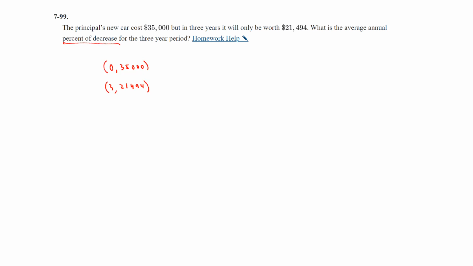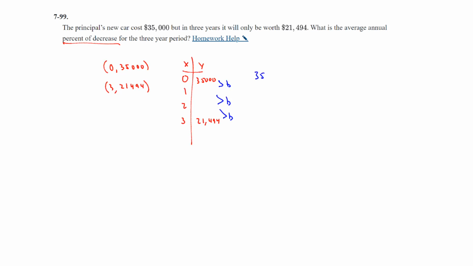So one way that you potentially could set this up is to set up a table and kind of work your way through it. We know at time 0 it's 35,000. We don't know what it is at time 1 or time 2, but at time 3 it's 21,494. We know that there's a decrease here, so 35,000 should be multiplied by some value of b, which is the multiplier, and then again from 1 to 2, and then again from 2 to 3. So it gets multiplied 3 times before you get to the 21,000.